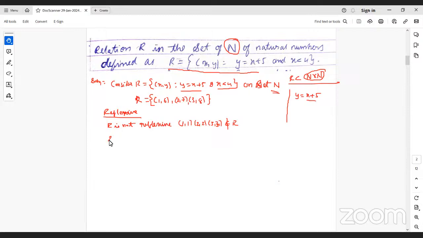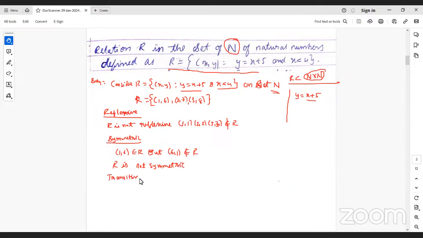Similarly, in the case of symmetric, we will consider any one ordered pair, say (1, 6). (1, 6) belongs to R, but we can see that (6, 1) is not present in R. According to the definition of symmetric, if (a, b) belongs to R, (b, a) should also belong to R. But here (1, 6) belongs to R, and (6, 1) does not belong to R. Therefore R is not symmetric. Next, last we have transitivity.